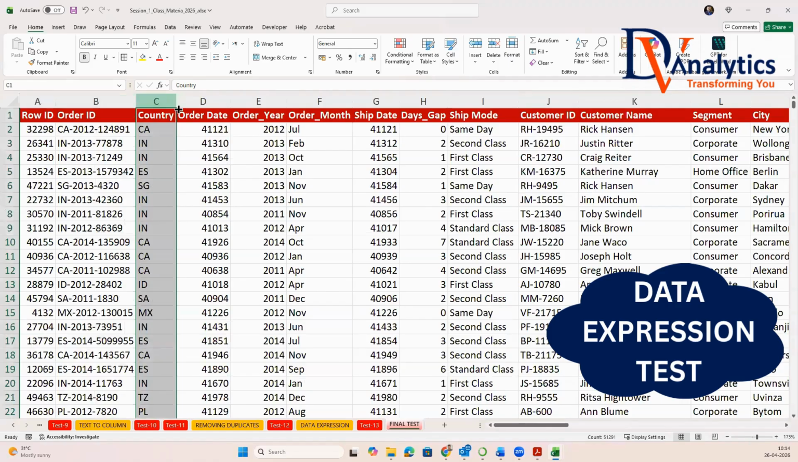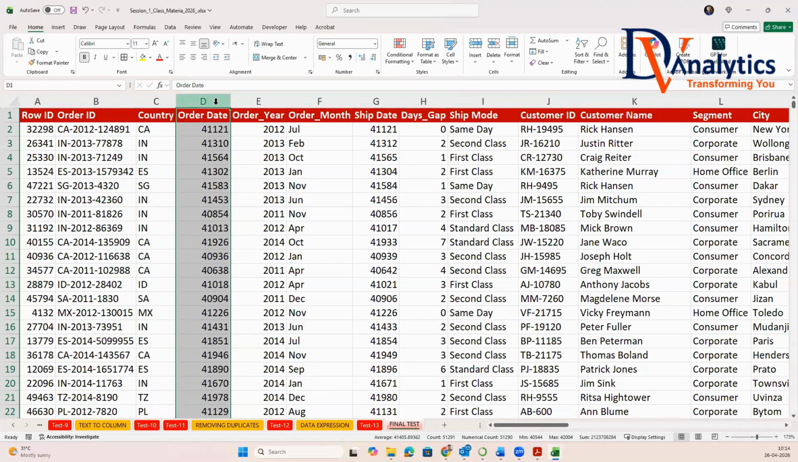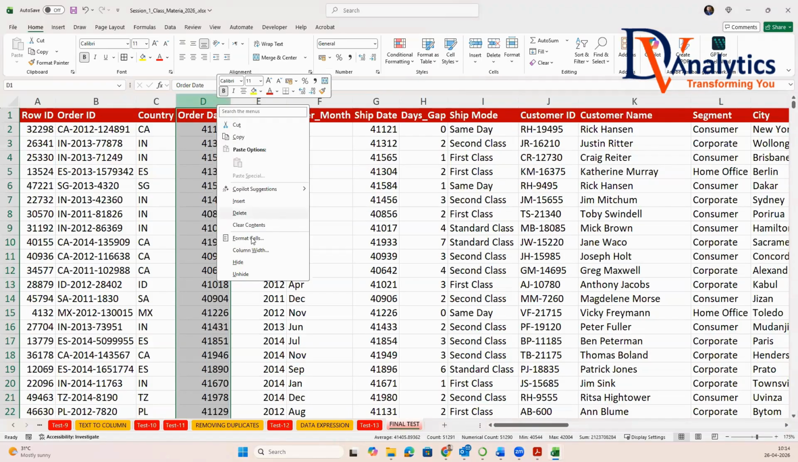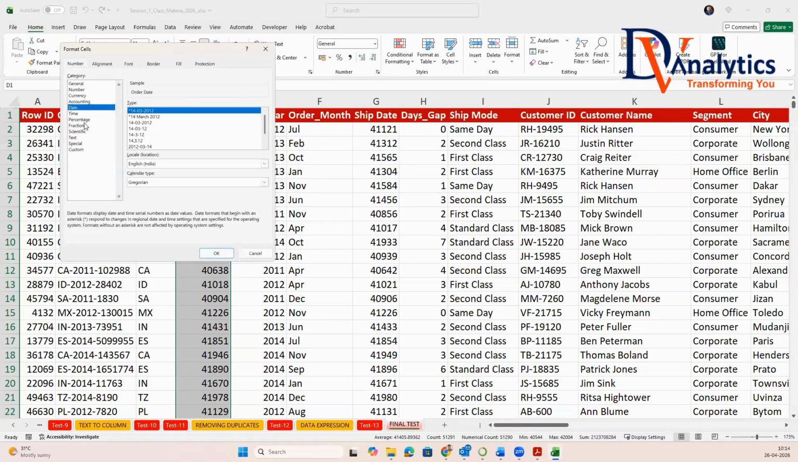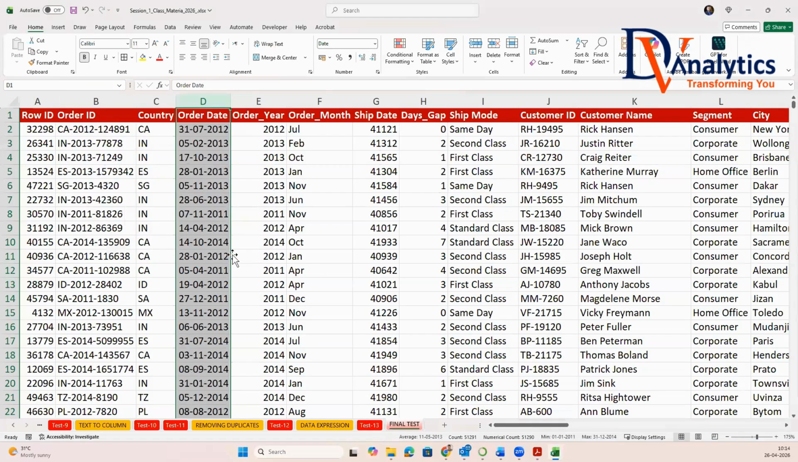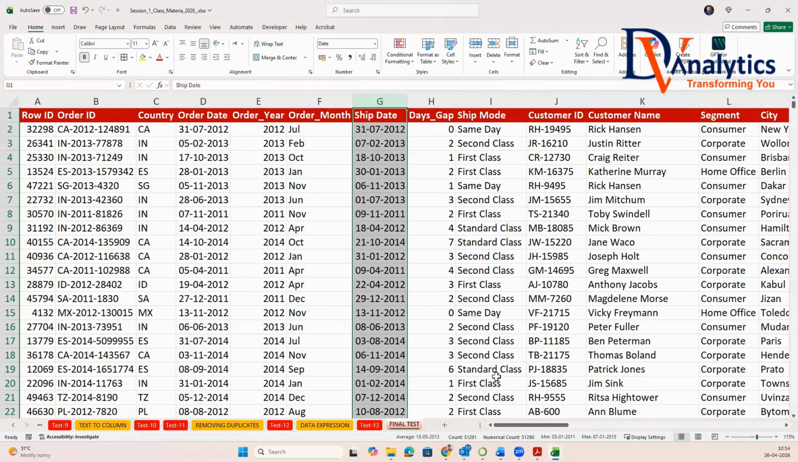Row ID, order ID, country code, order number. Order date is coming as what? Number of days. What will we do now? Format date. Okay. How to go for shipping date then? Format painter.